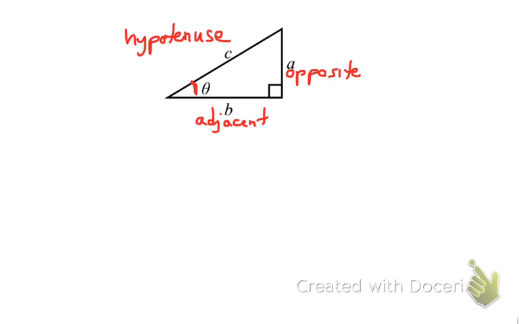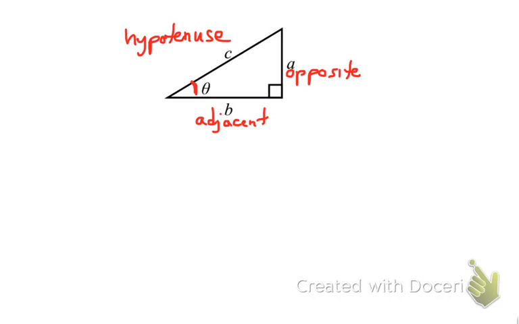So we know the side lengths A, B, and C, which are commonly used in the Pythagorean theorem for calculating side lengths. We're now referring to sides A, B, and C with their names hypotenuse, opposite, and adjacent according to their relationship to angle theta. That's important because the 6 trig functions that we're about to define are all based on the relationship of the sides' positions to the angle theta.